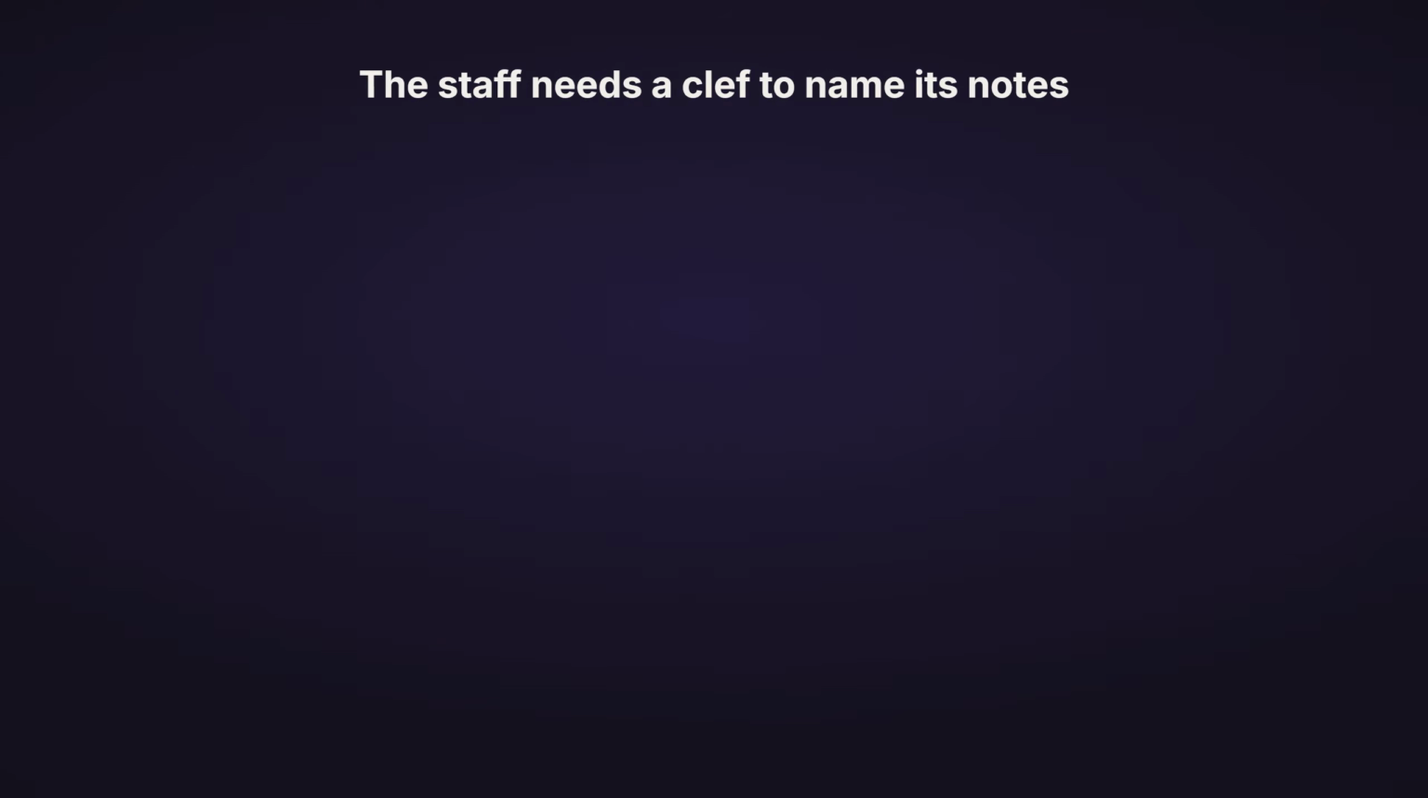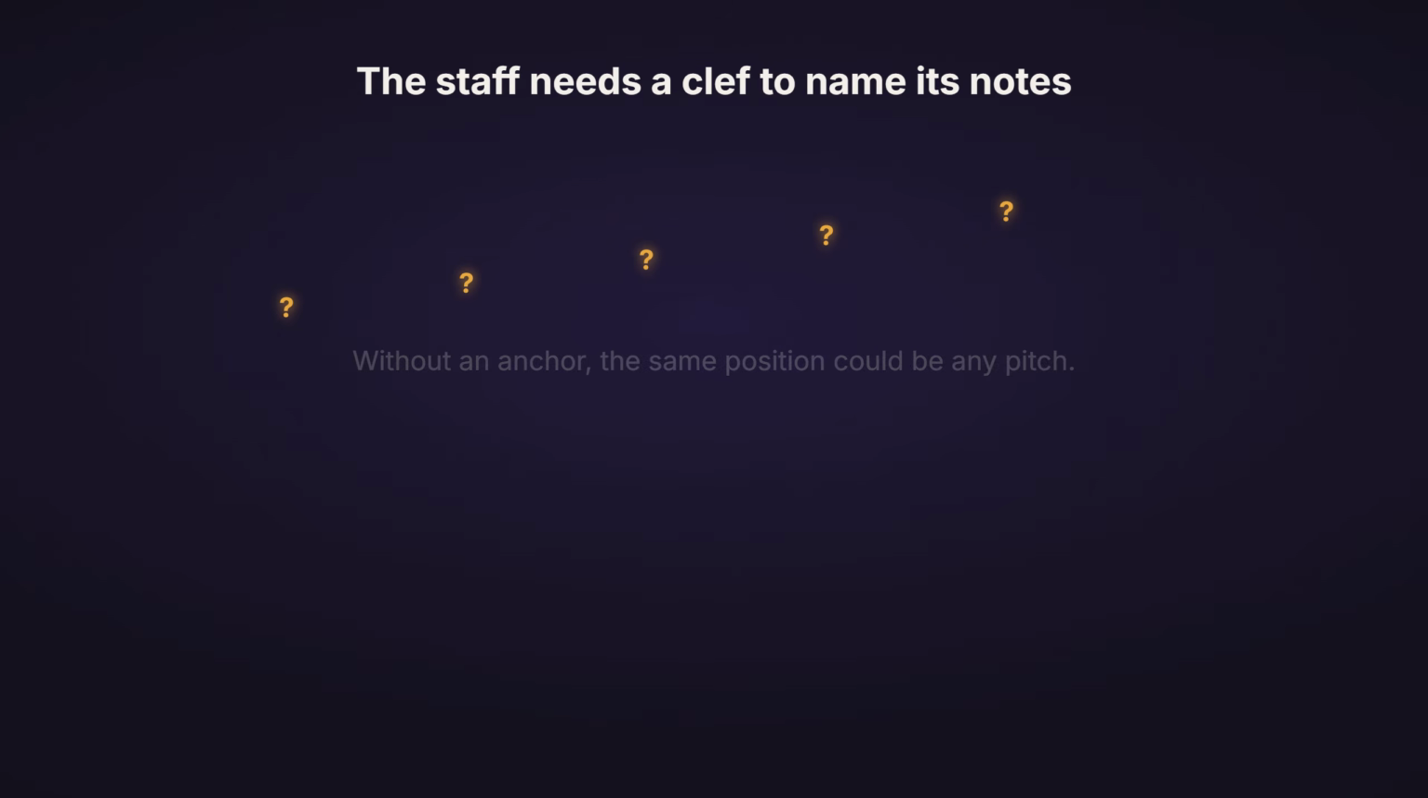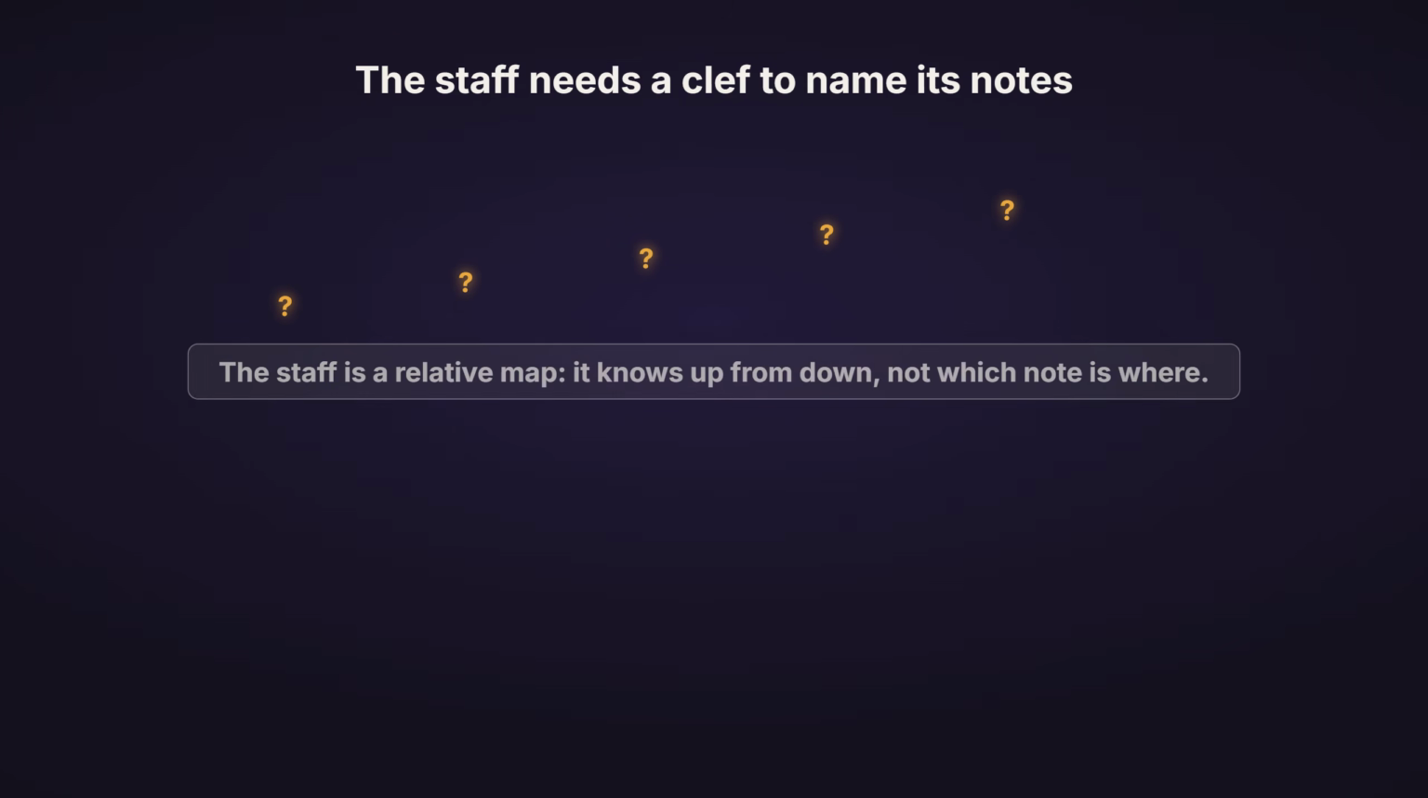But here is the limitation the staff cannot overcome on its own. 5 lines and 4 spaces tell you the shape of a melody, whether it goes up or down and by how many steps. What they cannot tell you is the name of any specific note. Without something to anchor the ladder, the same note head on the same line could be any pitch at all. The staff is a relative map. It knows up from down, but it does not know which note is where.